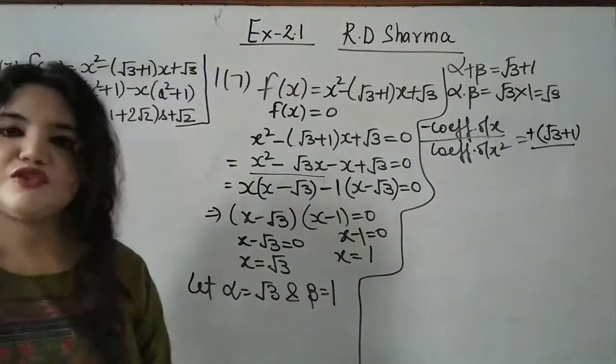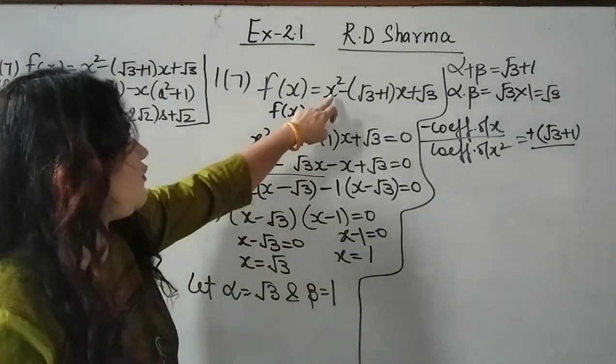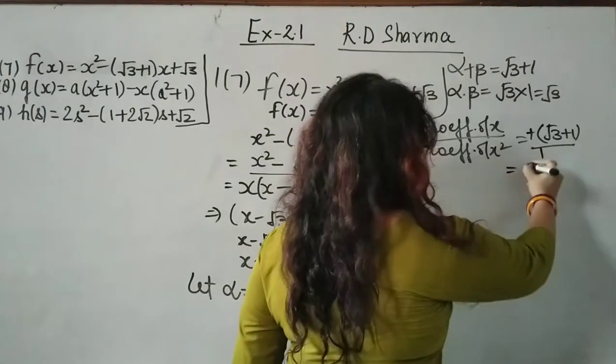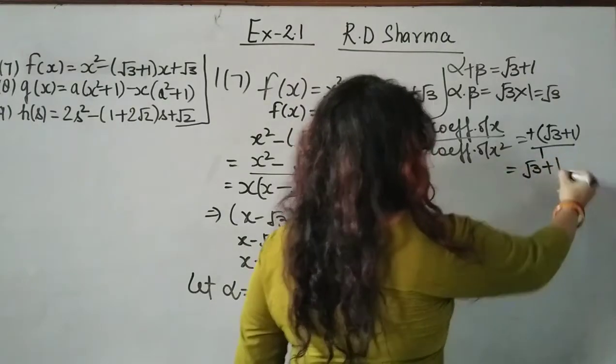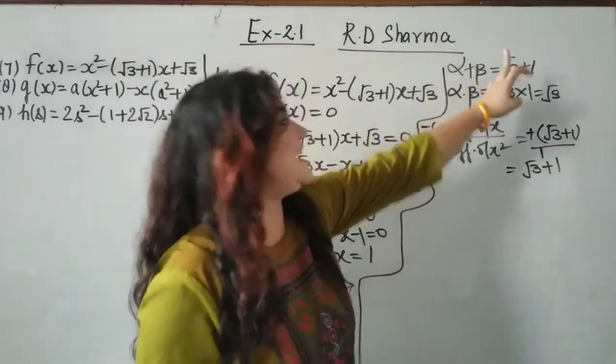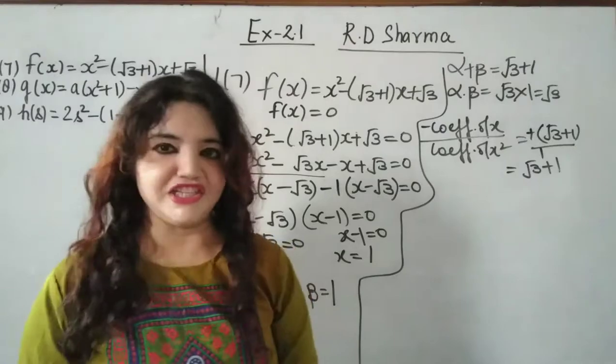Under root 3 plus 1, upon the coefficient of x square. What is the coefficient of x square? That is 1. So we have the value under root 3 plus 1, right? And alpha plus beta is also equal to under root 3 plus 1. So we verified the relation now.